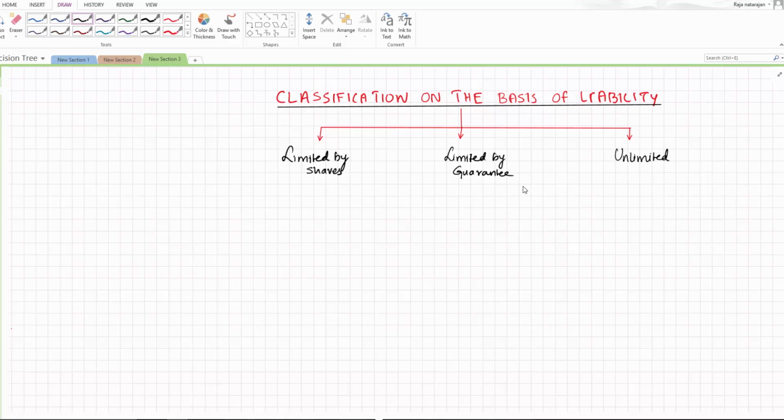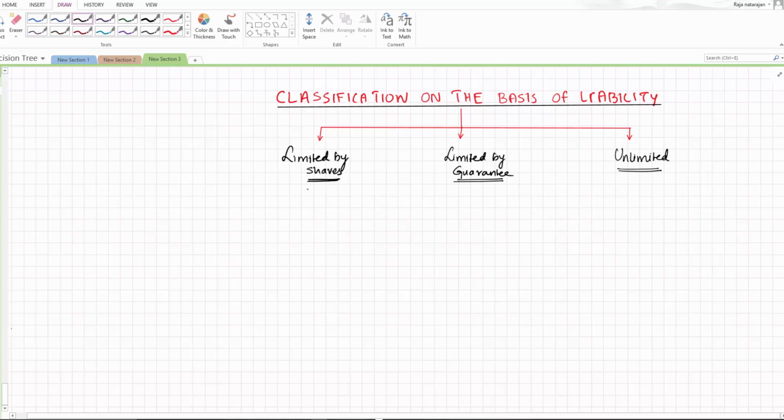Let's get started with the first classification of the company on the basis of liability. On the basis of liability, a company can be divided into three: one, limited by shares; two, limited by guarantee; and three, unlimited company. First, we'll focus on company limited by shares.